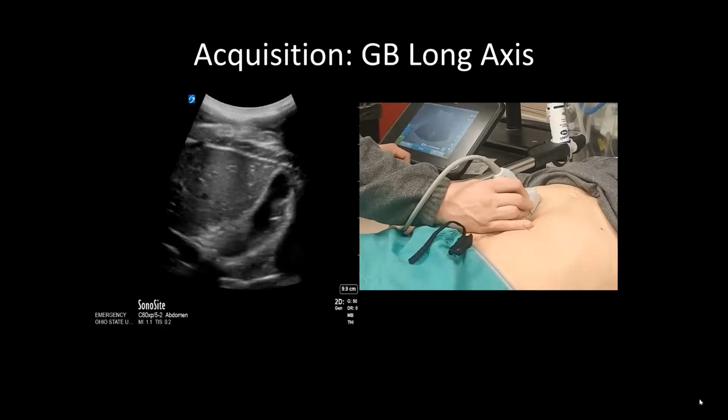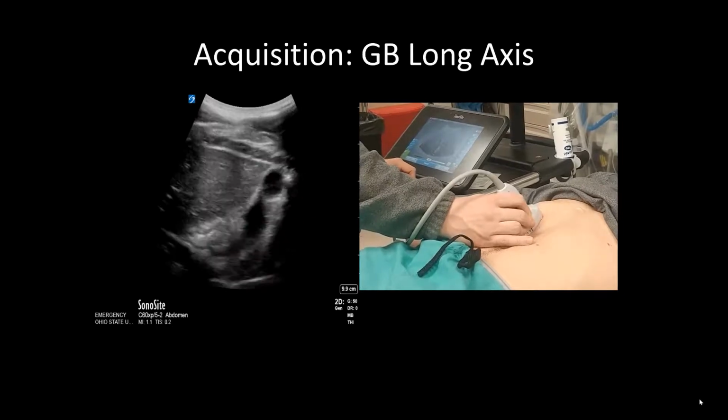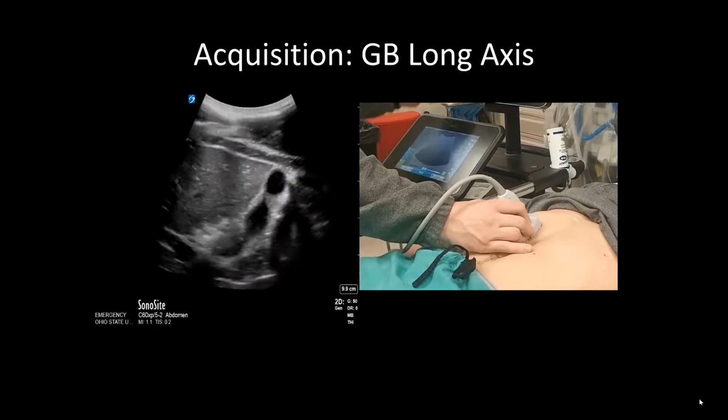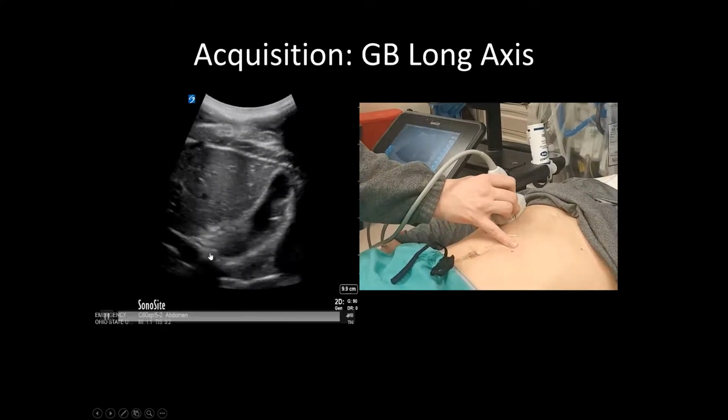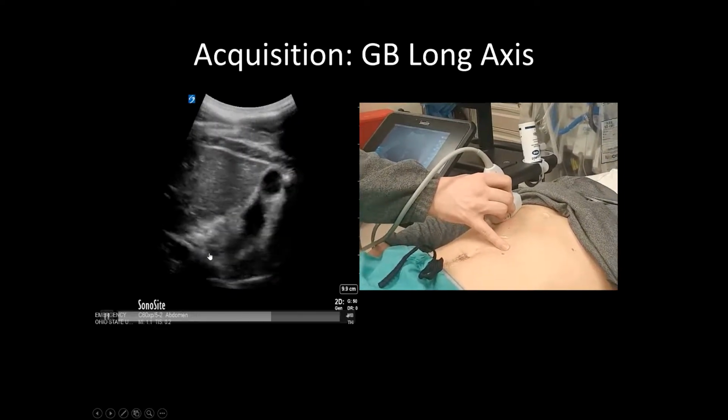Once they are in this region, the provider will then fan through the gallbladder, interrogating it in the long axis, paying careful attention to the gallbladder neck, as this is a common place for stones to be lodged and missed.